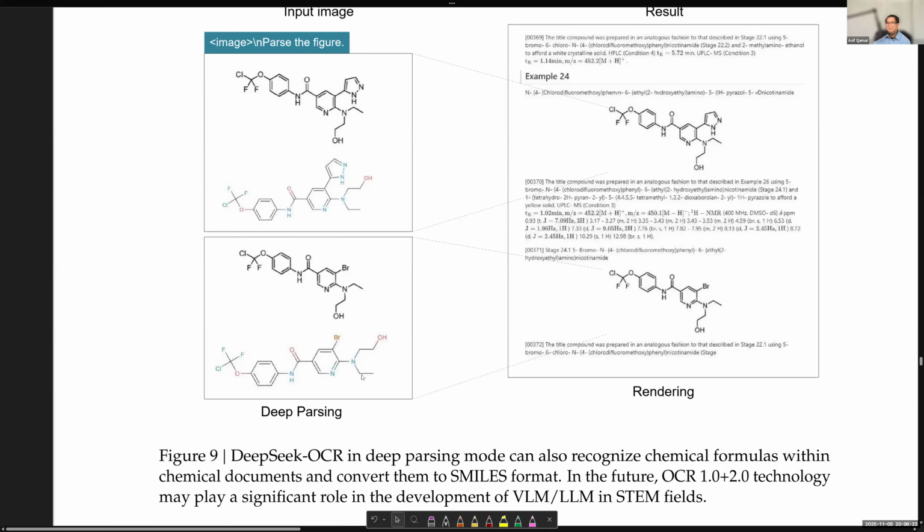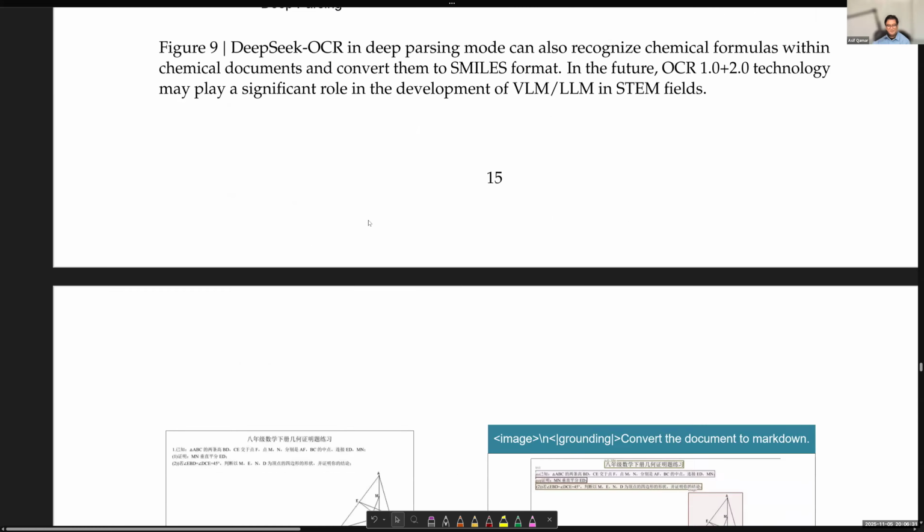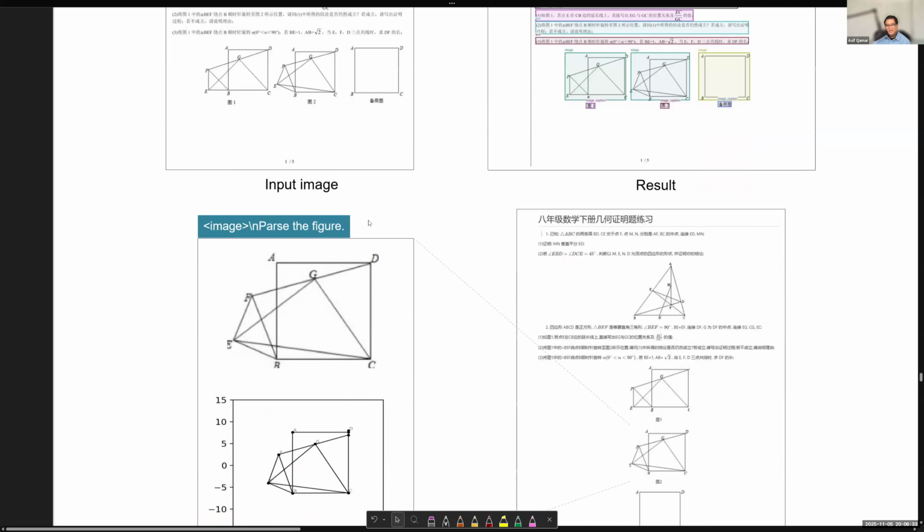But why did this happen? Because it was reconstructing from the semantic information. So you can use it both for deep parsing and for rendering. It is sort of a dual purpose model. And so it goes on.